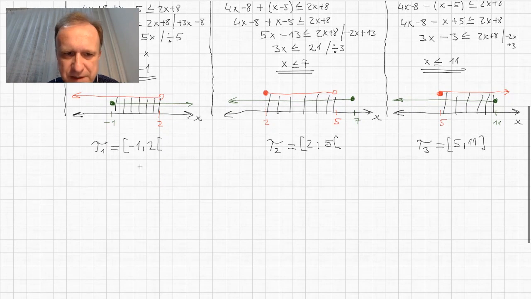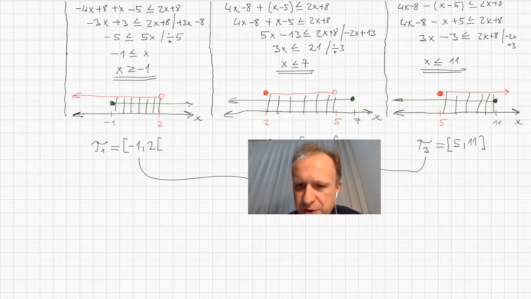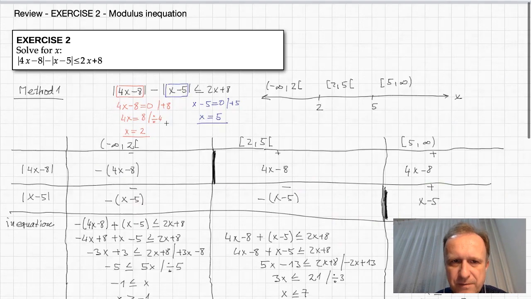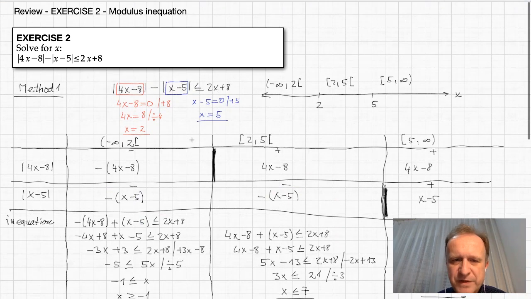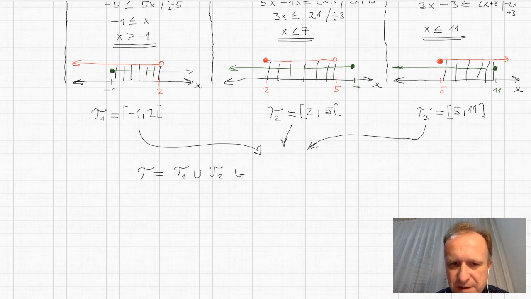Now what we need is to write the conclusion. What is the solution to this original inequation? We obtained 3 different solutions on 3 different intervals, and what is left is to add them together, to combine them together to obtain the final answer. So the final truth set is the union of the first truth set, the second truth set, and the third truth set.